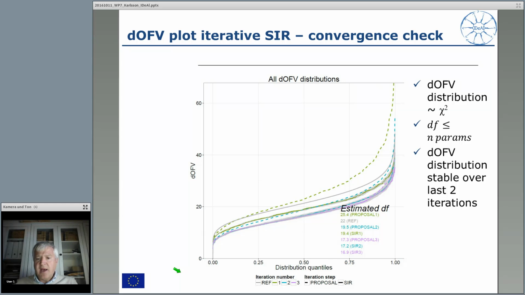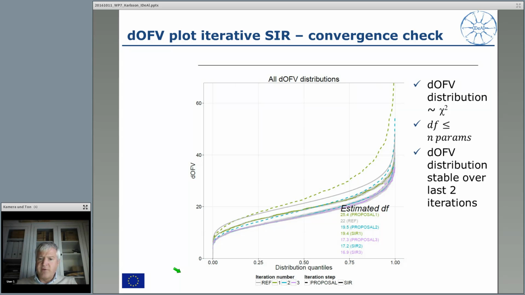And the degrees of freedom for the reference line is the number of parameters that is estimated in the model. And we can estimate then the average value of the DOFV curve for the proposal, and we can just tabulate that. So we can see this first proposal had a value of 25.4, whereas the reference was 22. So there were 22 parameters in this model. And then as we iterate, we get a lower value for the DOFV distribution estimate in the SIR.